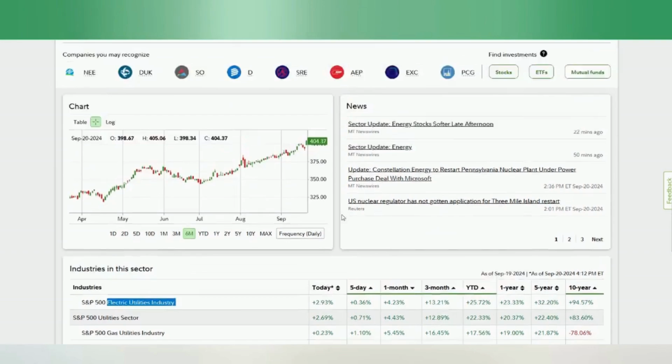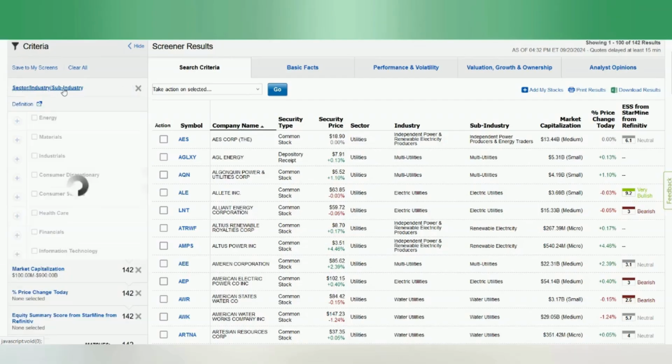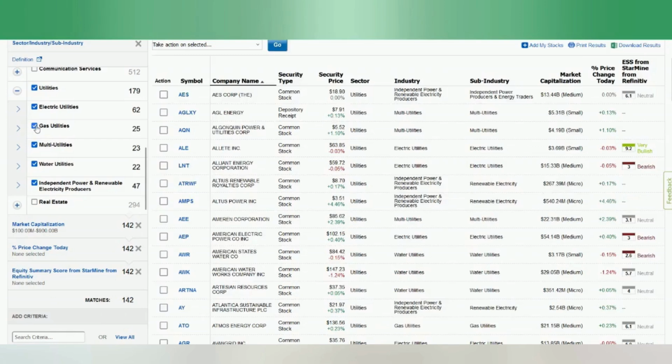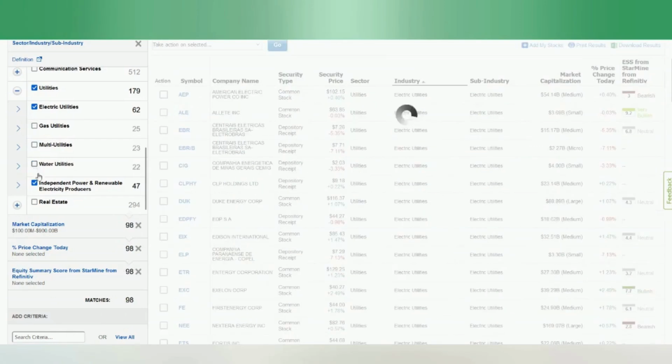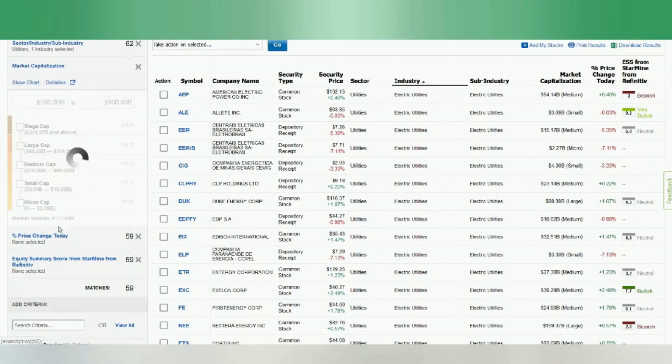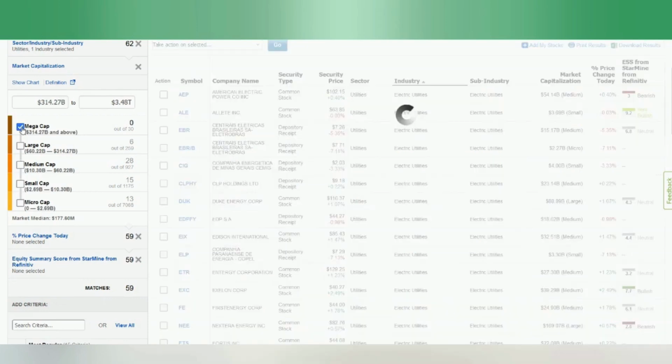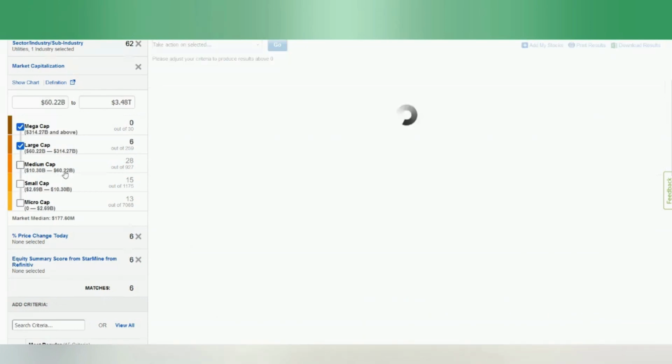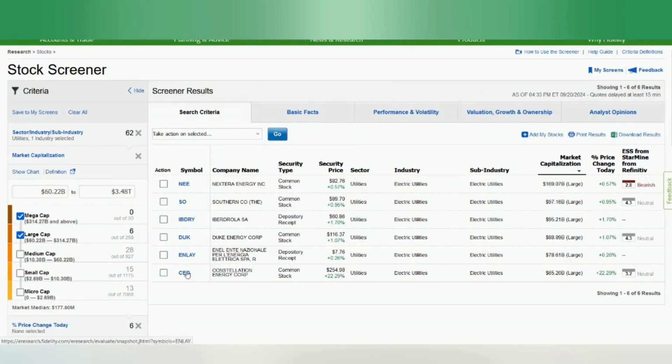What you might do is take a look at the stock screener, and then in the sector, industry, and sub-industry, open this up, remove everything but the electric utilities, and maybe you just want to look at the big companies, because a lot of these are really small or micro caps. And so let's say you just say, I want to look at mega caps and large caps. And so here you have a nice, neat little list.